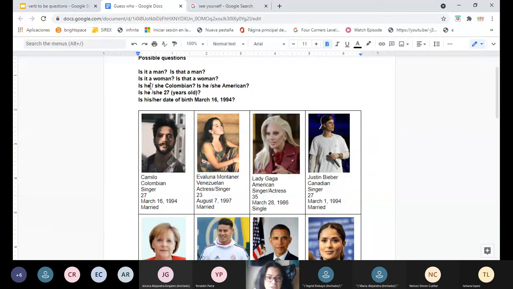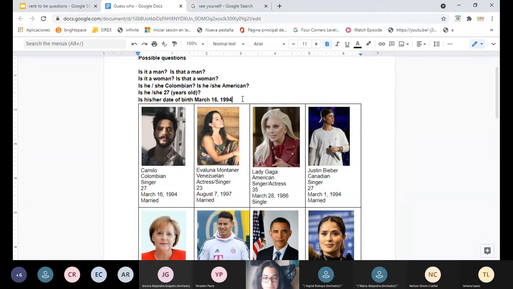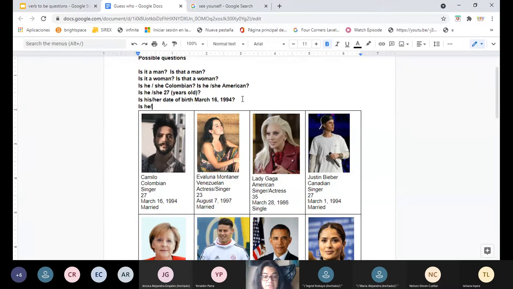Here we have other possible questions, guys. Once we know if it's a man or a woman, we say, is she or is he Colombian? Is she, is he American? Is she or he 27 years old? And another possible question is her date of birth. Is his date of birth March 16, for example? Is his date of birth March 29, for example? And here there is one question missing, the question for the job, right? So, for example, you can say, is he or is she a doctor, a singer, or maybe an actress? That's the way that we use it for the question.